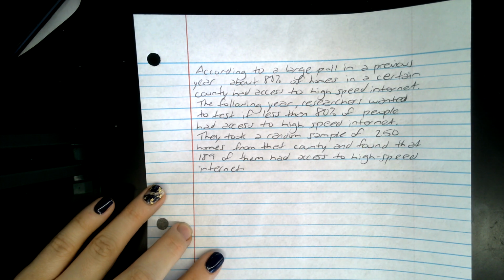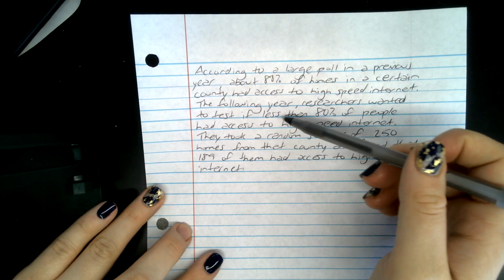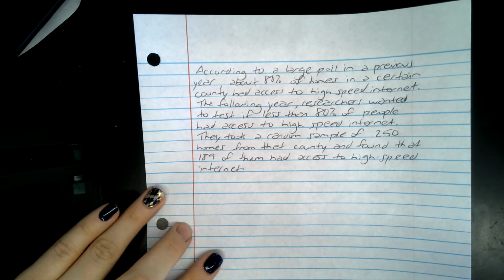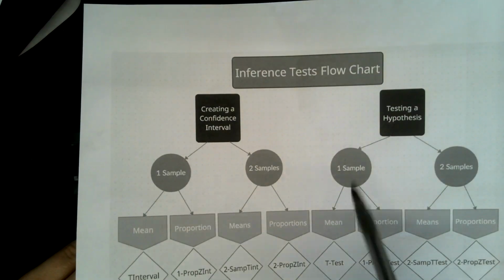Look for those key words, confidence interval and test. Those will clue you in as to which one we are doing. Here it tells us in sentence number 2, the following year, researchers wanted to test if less than 80% of people had access. So they are testing a hypothesis. We are going to be in the testing a hypothesis right-hand side of our table.